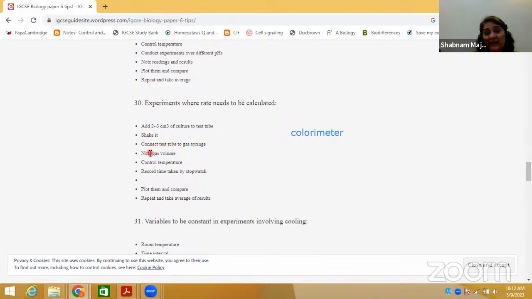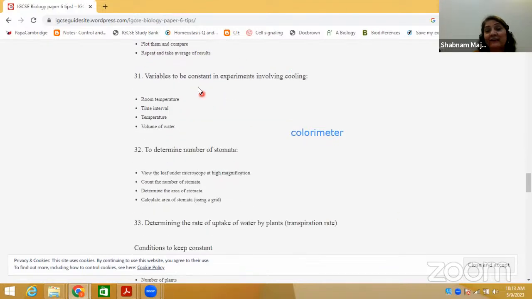Then shake it. Connect the test tube to a gas syringe. The gas syringe gives you the exact displacement of volume of, suppose, oxygen to be collected. Note gas volume, control temperature, record time by stopwatch, plot them and compare, repeat the same experiment. Next, variables to be kept constant in an experiment involving cooling, for example room temperature, time interval, temperature, volume of water.